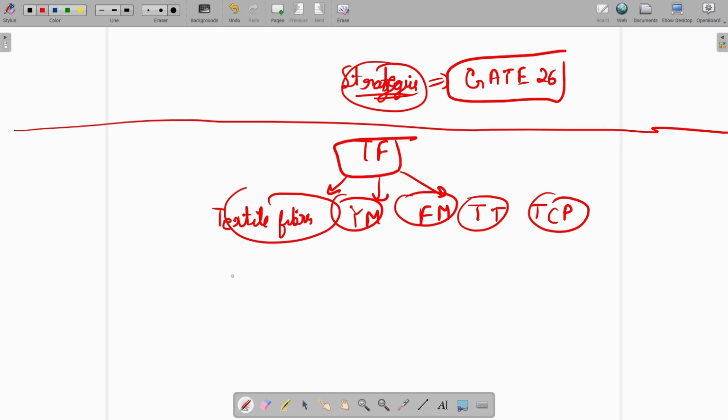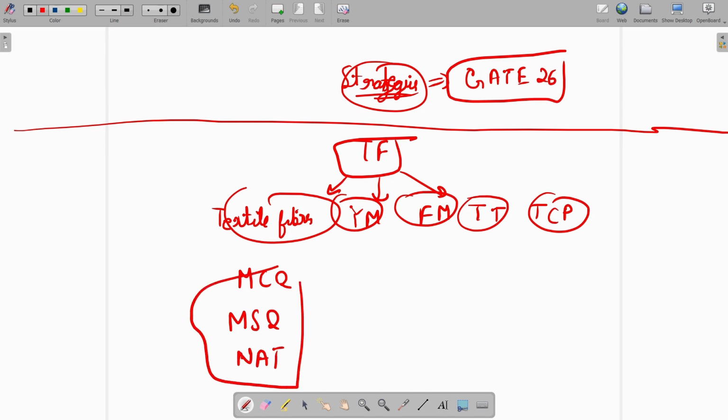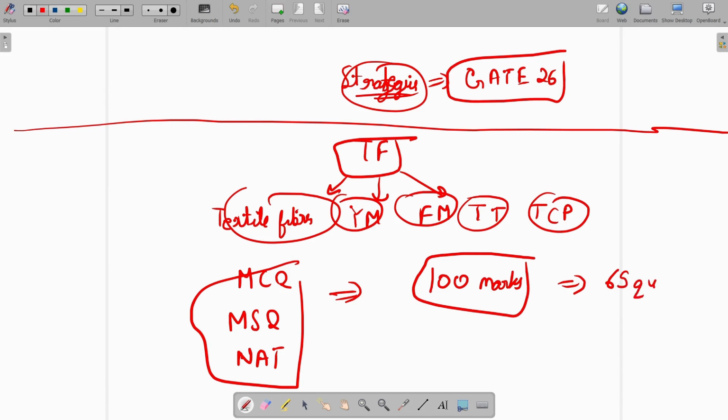What is the paper pattern? The paper pattern is MCQ based, MSQ based, and NAT type. This is a 100 marks question paper. How many questions? 65 questions, out of which 10 questions are from aptitude.